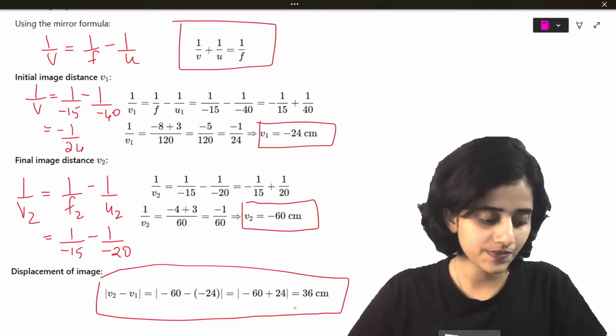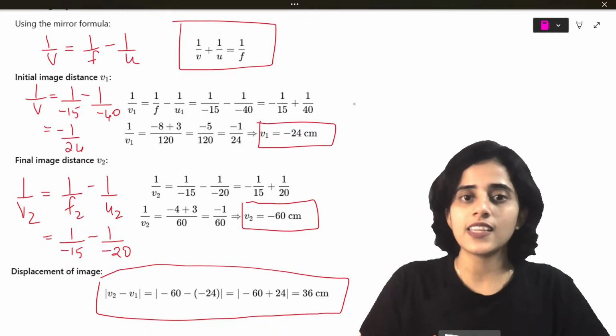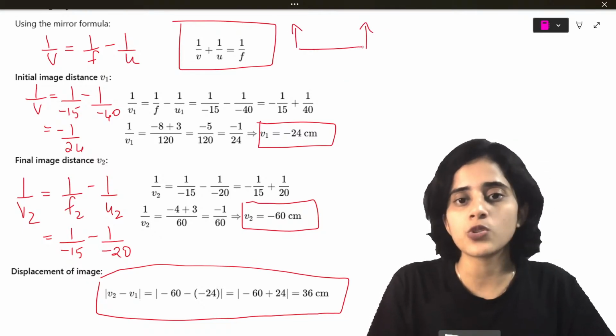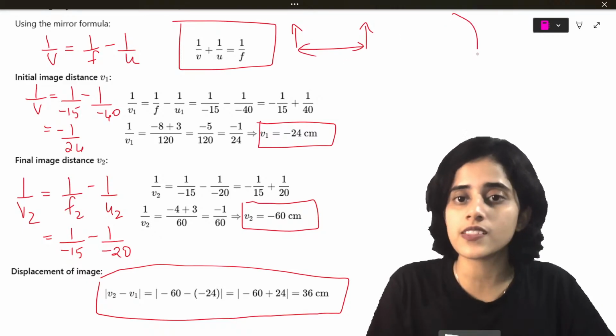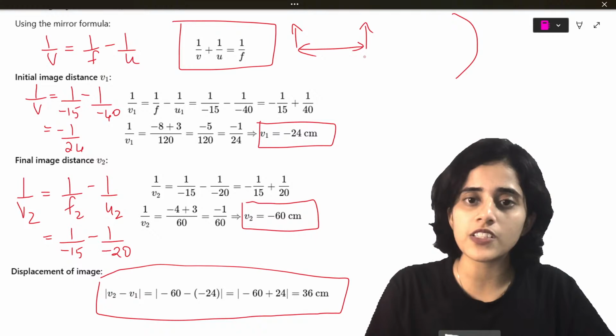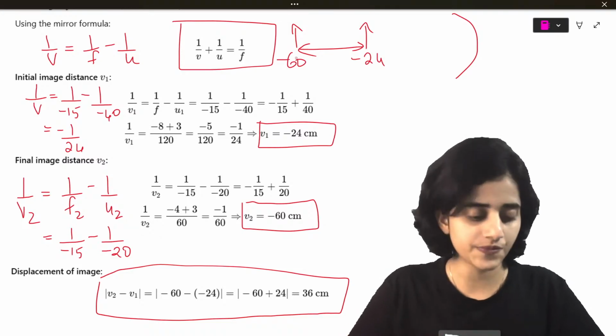Alright, you understand? See, initially image was here and then image moved here. So this distance is what you should find. This is the mirror. So this much is 24, this is 60. So you subtract it, you get the answer.